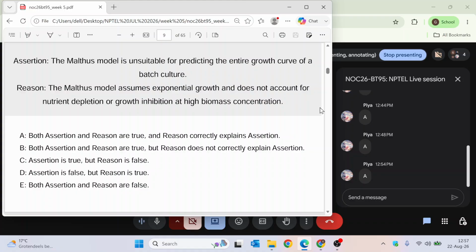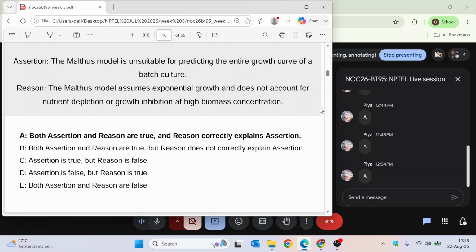Keeping that in mind, our assertion says that the Malthus model is unsuitable for predicting the entire growth curve of a batch culture. It is true, because what it assumes is abundant substrate and abundant space and no change in environmental conditions.